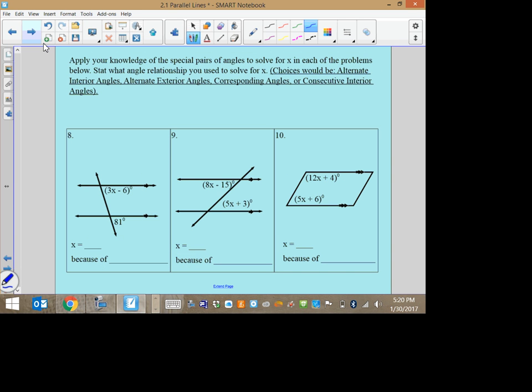Number 8, we have corresponding angles. We know that corresponding angles are congruent. So we know that this angle has to equal 81 degrees. So we have that 81 equals 3x minus 6. Adding 6, we get 87 equals 3x. Dividing by 3, we get that x equals 29.